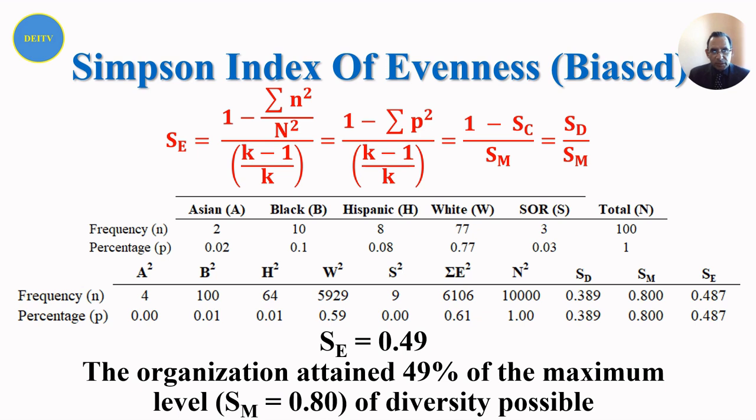To obtain the Simpson Index of Evenness for ethnic diversity, or the standardized score, you take the diversity score and divide that by the maximum possible score. So in this case, it's going to be 0.389, divided by the 0.80 that we calculated in an earlier slide. When you divide 0.389 by 0.80, that gives you 0.49, which represents that the organization obtained 49% of the maximum possible value for ethnic diversity.